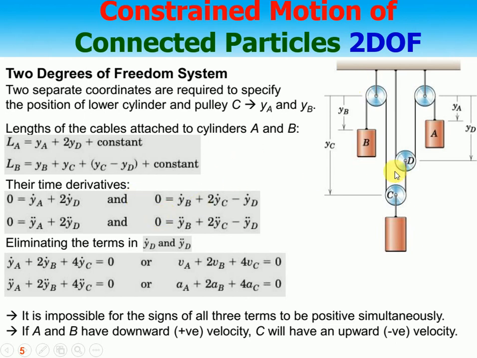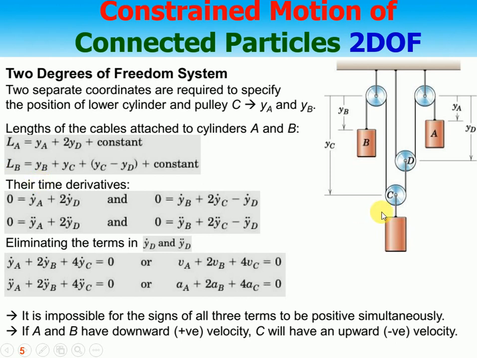So, let's write the lengths of the two ropes, LA and LB, and then by taking the first derivative and the second derivative, we can find the velocities. So if you see LA, I'm taking the first row of this one. So LA is equal to YA plus this times 2. This is constant because the pulley cannot move beyond this. So these two lengths, 2YD, is equal to constant.